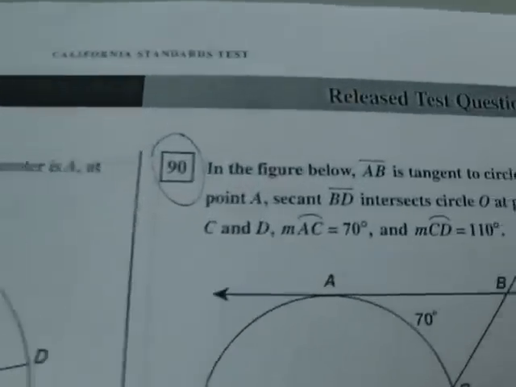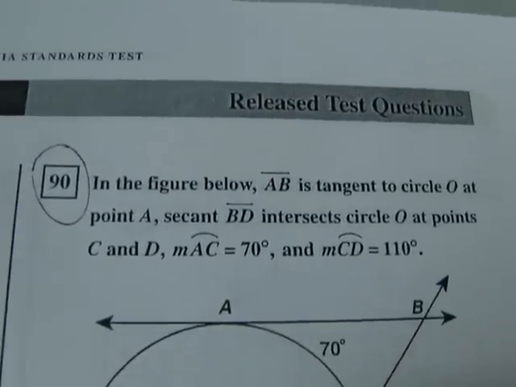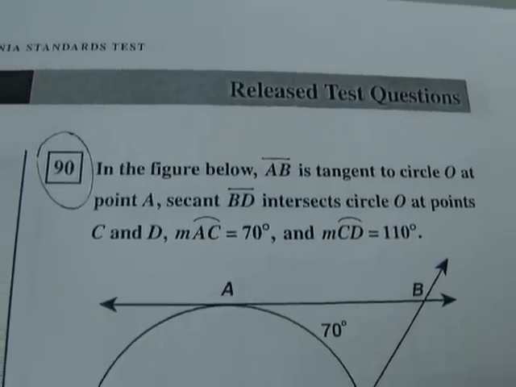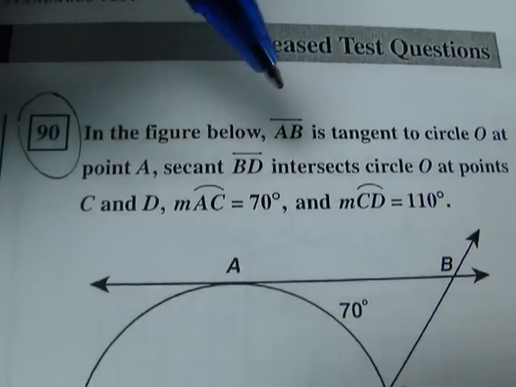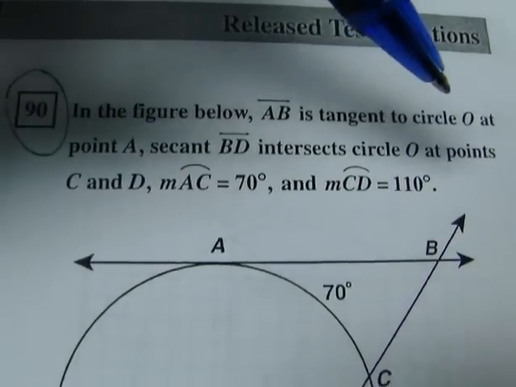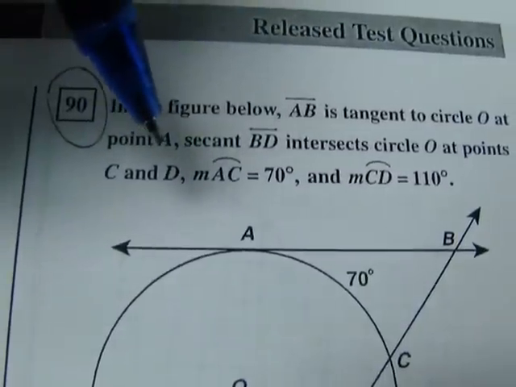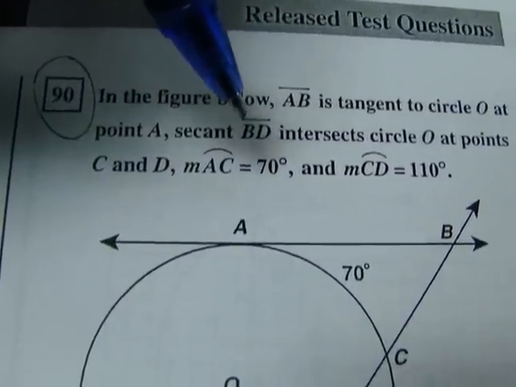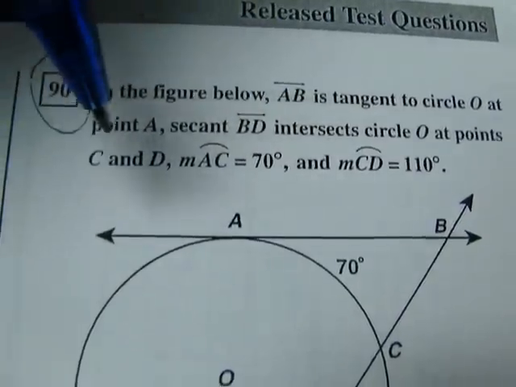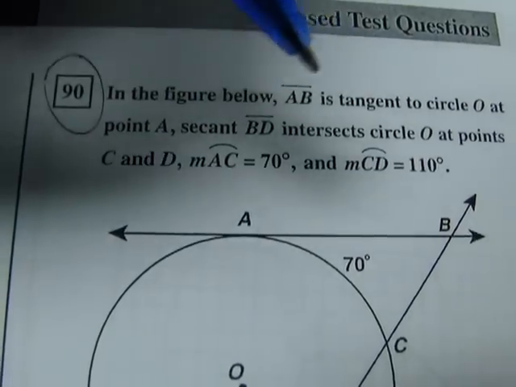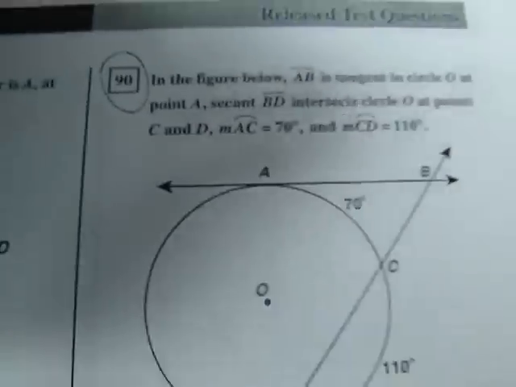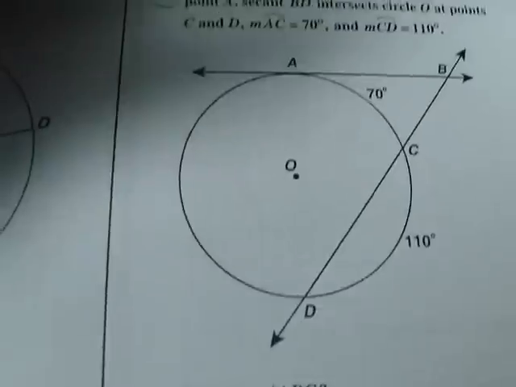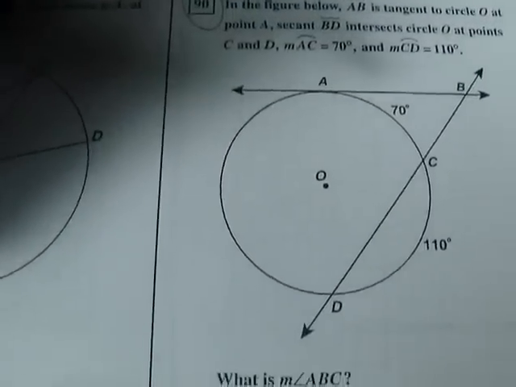And you know, that's kind of a good strategy actually. Put in everything you know, and sometimes you'll have this problem solved before you even start thinking about it. That can be good. In the figure below, segment line AB is tangent to circle O at point A. Secant BD intersects O at points C and D. Measure of arc AC equals 70 degrees, and measure of arc CD equals 110. Okay, the nice thing about this problem is that they tell it to you in words, but they also show it to you in the diagram.